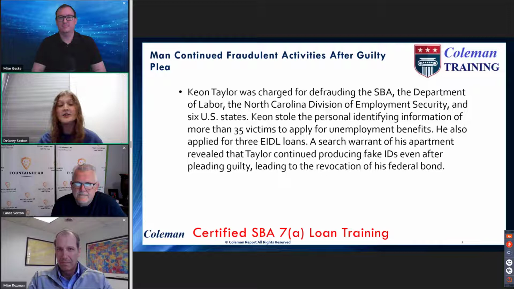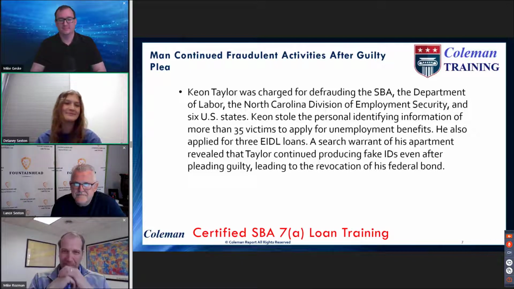And in addition, he also applied for 3 different loans under the EIDL program using some of these same names and creating false businesses. Now, the interesting thing with this story is after pleading guilty, the federal agents went and searched his apartment and they managed to find equipment that he was using to make these fake ID cards. And he was continuing to make fraudulent IDs even after his guilty plea. He lost his bond after this, and I'm sure it did not help his sentencing.